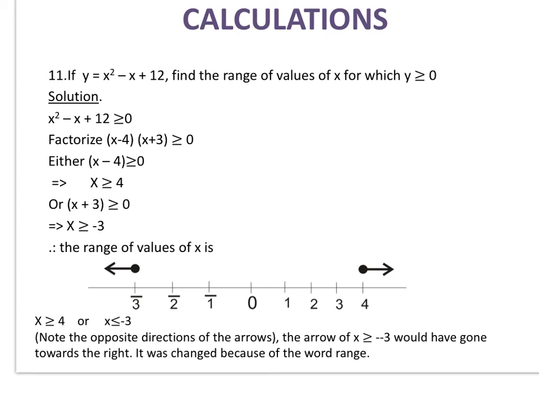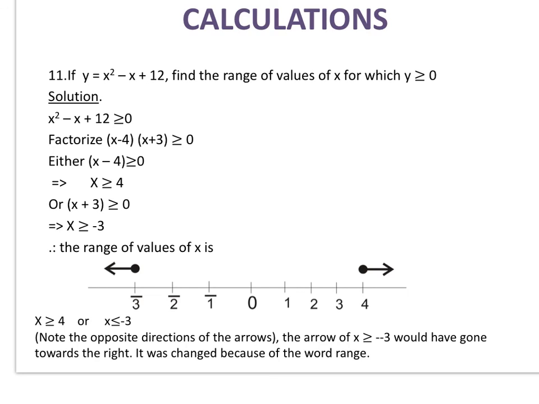11. If y is equal to x squared minus x plus 12, find the range of values of x for which y is greater or equal to 0. Solution: x squared minus x plus 12 is greater or equal to 0. Factorizing, x minus 4 into x plus 3 is greater or equal to 0. So either x minus 4 is greater or equal to 0, which implies that x is greater or equal to 4, or x plus 3 is greater or equal to 0, which implies that x is greater or equal to minus 3. The range of values of x is shown below.